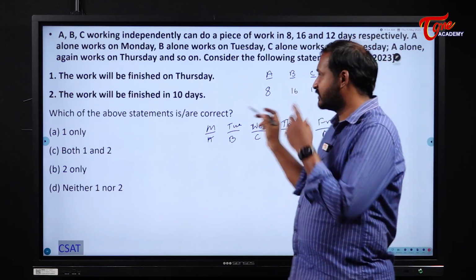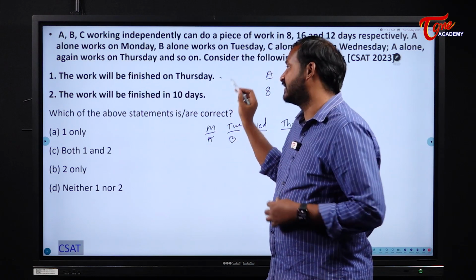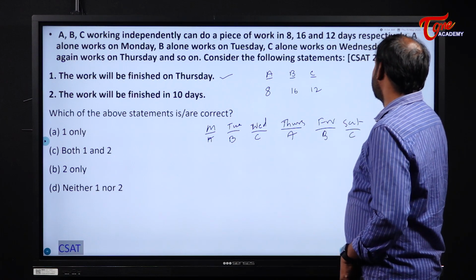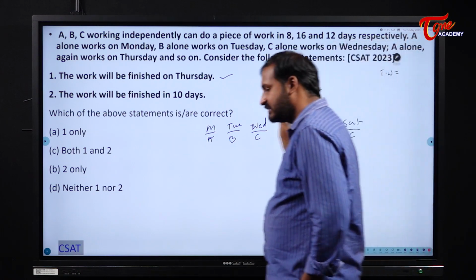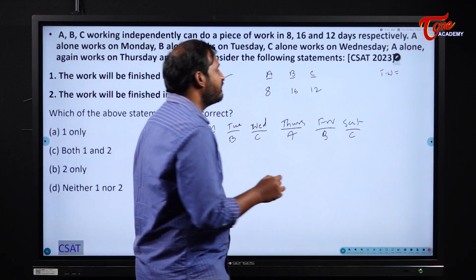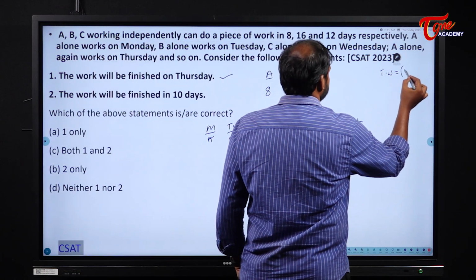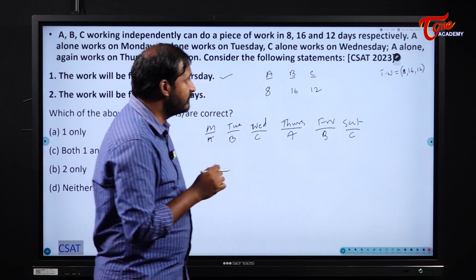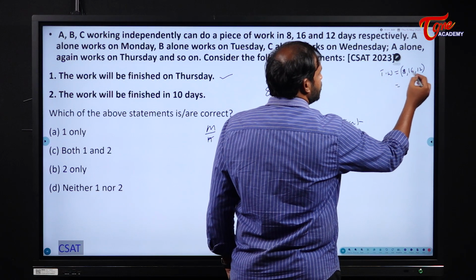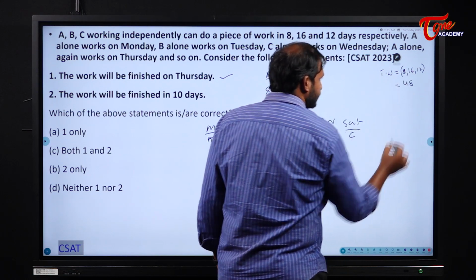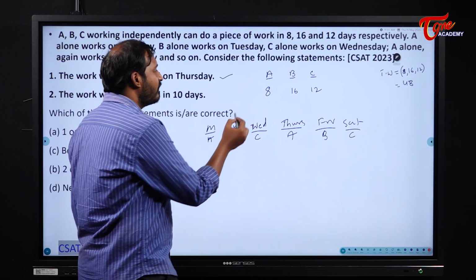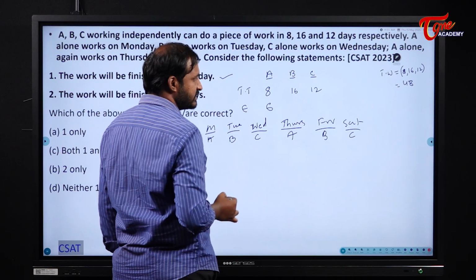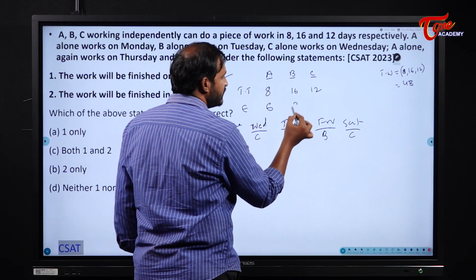Okay, consider the following. First one, the work will be finished on Thursday. First of all, we will see what is the total work here. LCM of 8, 16 and 12. What is the LCM of 8, 16 and 12? What is the efficiency work we will have? Total work here is the LCM of 8, 16 and 12, which is 48. So, now tell me what are their efficiencies? Efficiency of A, 48 by 8, 6. What is the efficiency of B? 3. What is the efficiency of C? 4.